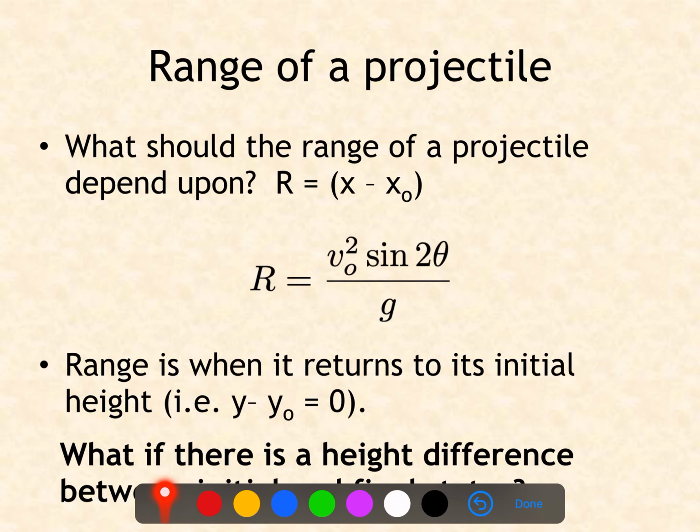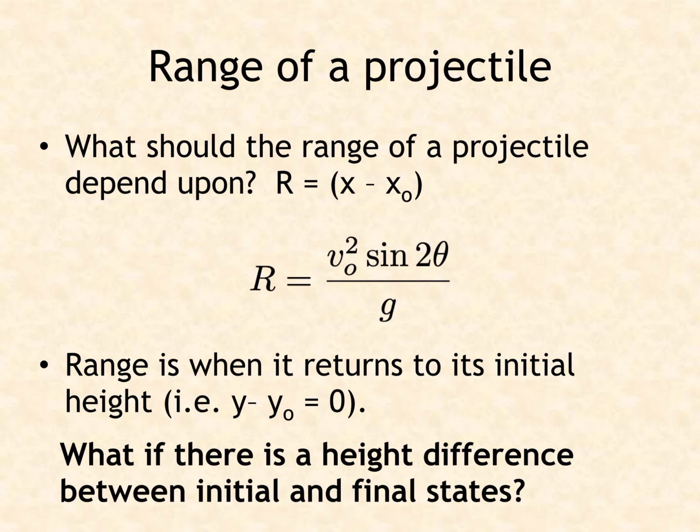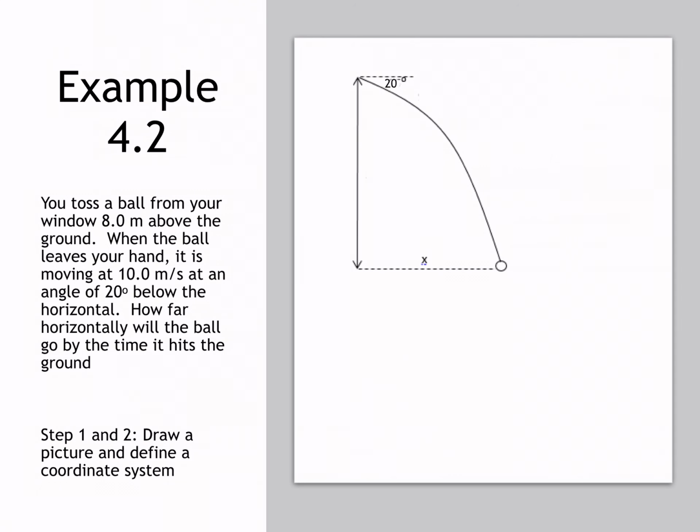But the question is, what happens if there is a height difference between the initial and final states, and I cannot make that assumption that y minus y naught equals 0, and therefore I can use the range equation? Am I just stuck? Well, not necessarily. This particular example goes through a different way of solving when you can't use the range equation.